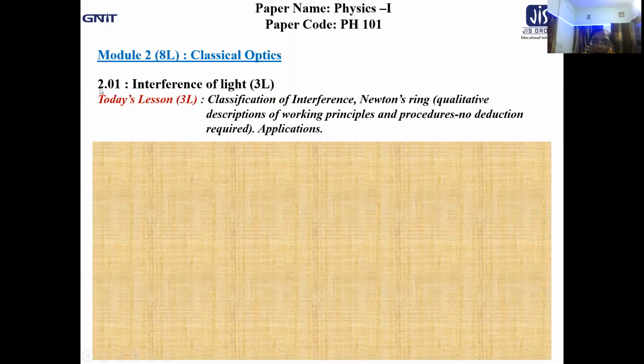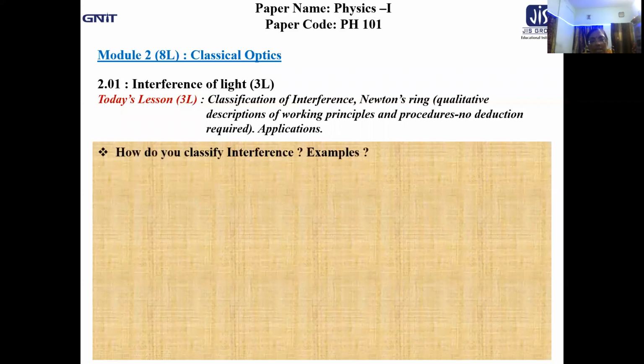Now we are continuing the submodule 2.01 on interference of light of module 2 on classical optics. Today I will deliver the third lecture session, and in today's session I will discuss the classification of interference and the Newton's ring phenomenon in detail, including its applications. Though no detailed deductions I will do, as per the syllabus.